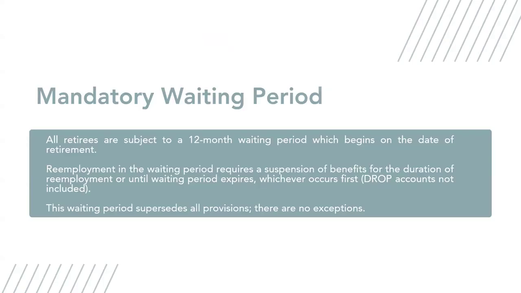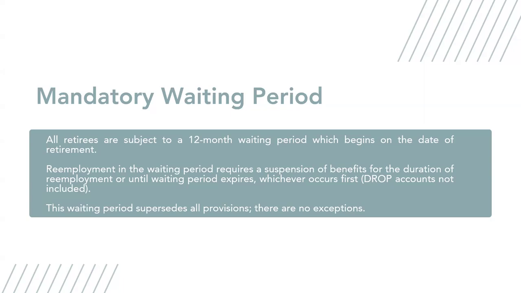Now, all retirees do have a waiting period. That is the same across all of the laws. It is 12 months, and it begins on the retiree's date of retirement. And this waiting period supersedes everything else that is in the law.